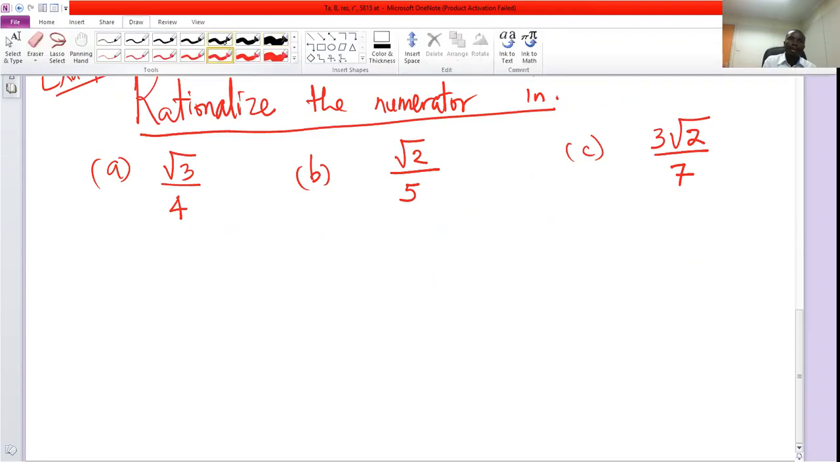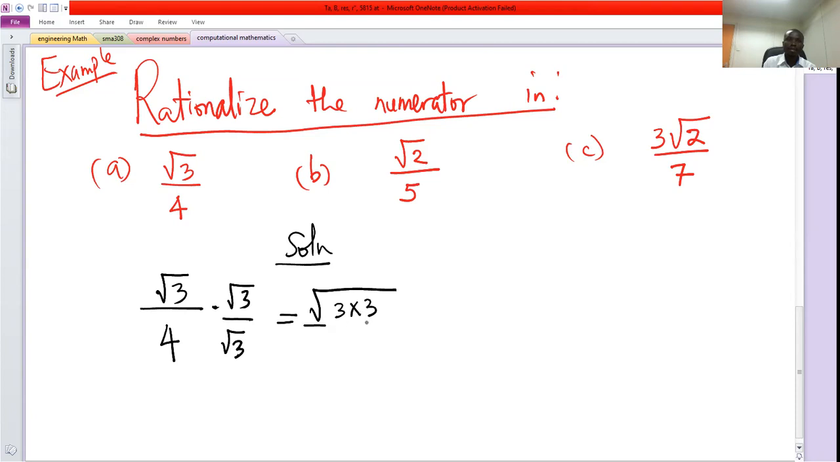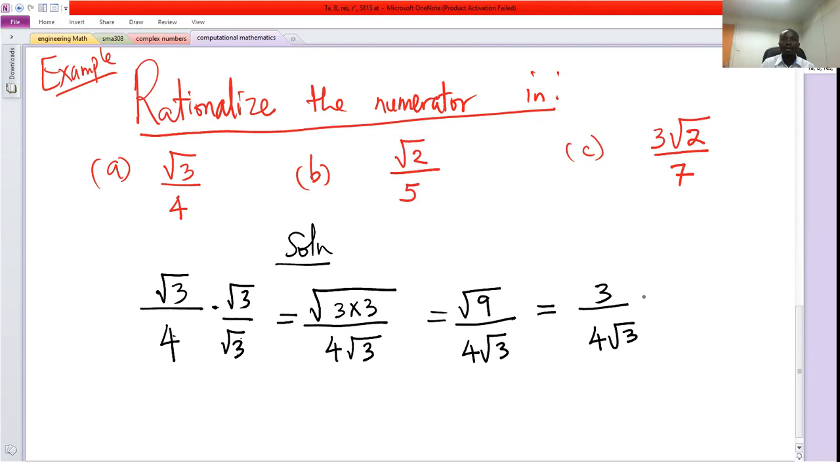Here, you solve them this way. You write root 3 over 4. You multiply the numerator by root 3 and the denominator by root 3. So root 3 times root 3, you write one root sign and multiply the numbers inside the square root sign. 4 times root 3 is just 4 root 3. So 3 times 3 is 9, divided by 4 root 3. The square root of 9 is 3. Therefore, we have 3 over 4 root 3. So this is the answer.